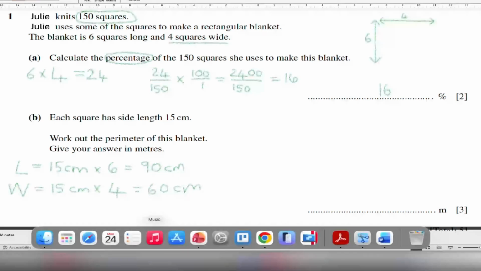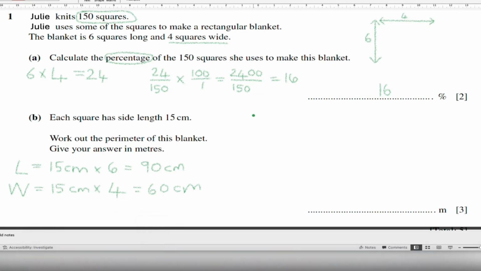Okay, so now I'm going to calculate the perimeter of the rectangle using the following formula: 2 multiplied by the length plus the width. So it's going to be 2 multiplied by 60. It's actually the other way around. 2 multiplied by 90 plus 60. What is 90 plus 60? 90 plus 60 is equal to 150. 2 times 150 is equal to 300.